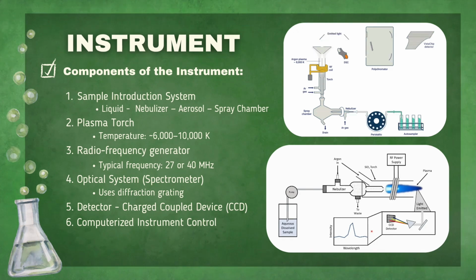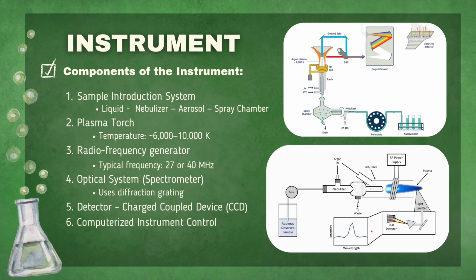Next, the aerosol enters the heart of the instrument, the plasma torch. The torch is made of concentric quartz tubes where argon gas flows. When the argon is energized by the radiofrequency generator, it forms a plasma that reaches extremely high temperatures. Inside this plasma, the sample droplets are completely vaporized, and the atoms become excited or ionized. As the excited atoms return to their lower energy states, they emit light at wavelengths unique to each element.